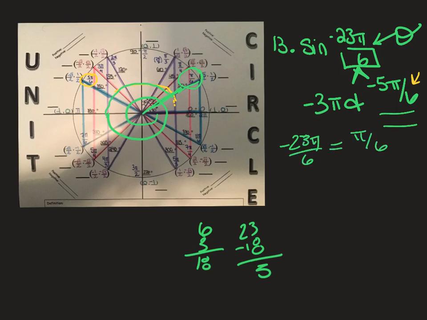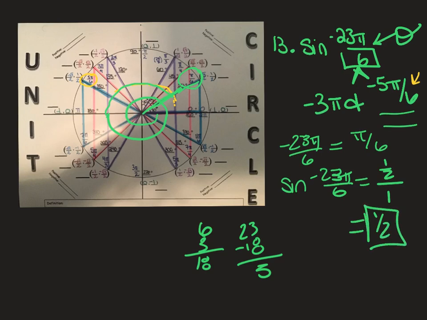They are coterminal. Very important word we learned earlier. So what I'm really looking at is pi over 6. So now if I want to do sine of negative 23 pi over 6, I can say the y value there is a half over the radius, which is 1. So the answer here is just a half. Just a little bit of math to do up front.